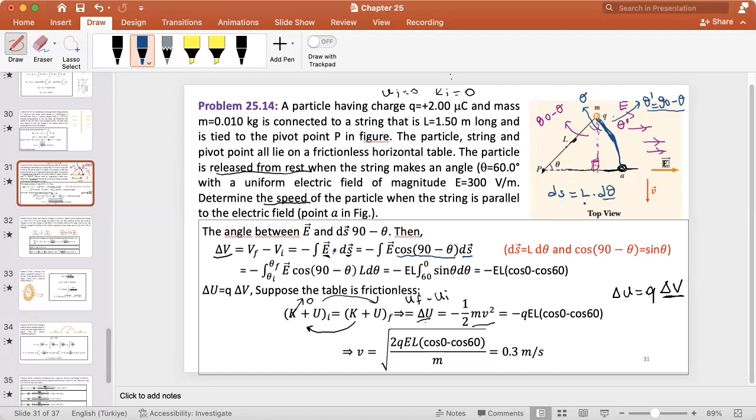Okay, instead, let me continue with English. Instead of ds, can I write this one? Yes, you can write ds equal L d theta. So finally, your integral returned this part. This one is coming from ds, perfect.